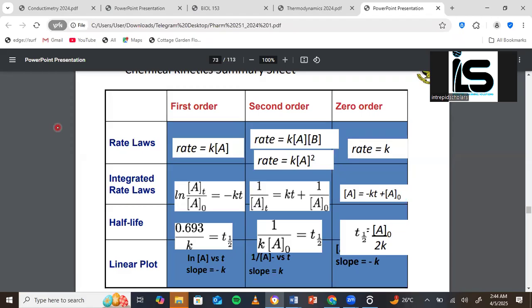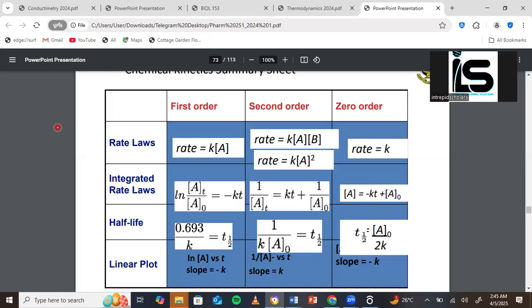Now, for the integrated rate law, we have to keep this formula. I've already said that for first order, this is the formula that we look at. For second order, this is the formula we look at. For zero order, this is the formula that we look at. The formulas for their T halves have also been listed down there. Now for the plot, for us to determine whether it's first order, second order, or zero order, this is what we do.